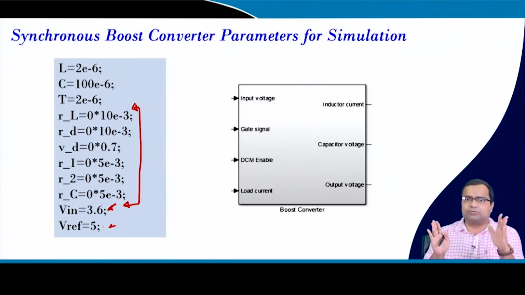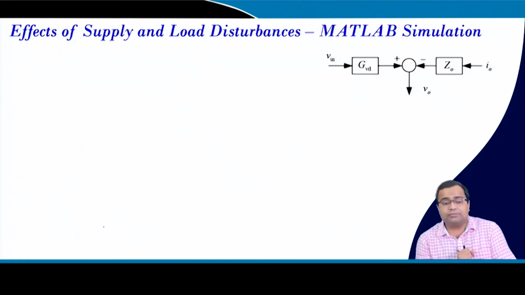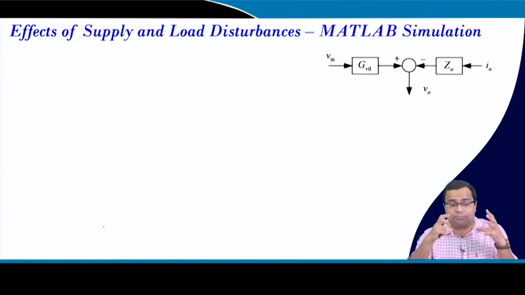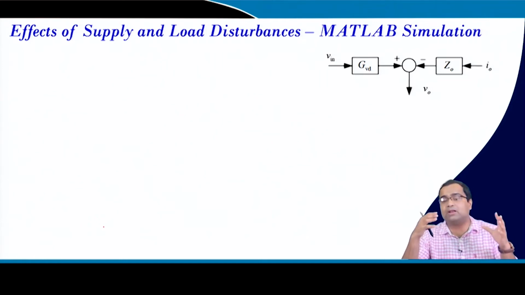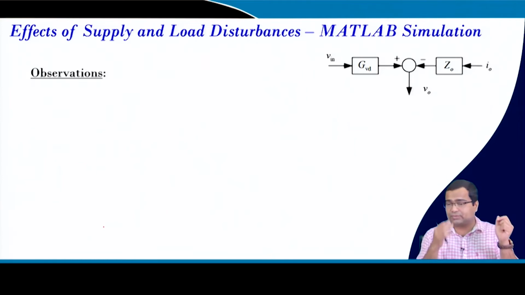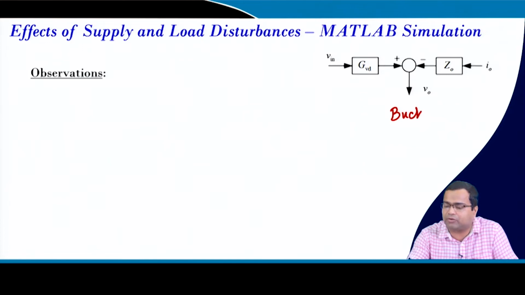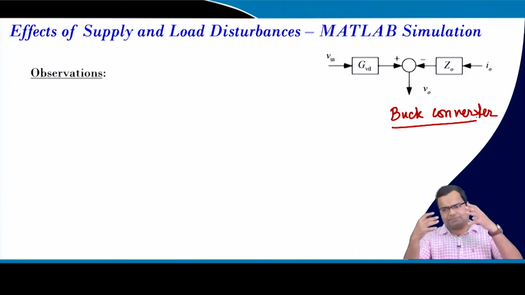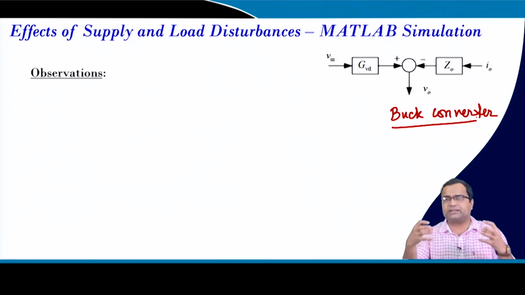But in case of an ideal boost converter, we probably can achieve the output voltage to its desired value by suitably setting the duty ratio. Now, first we want to observe the effect of supply and load disturbance using MATLAB simulation. So, we are first talking about a buck converter, and we want to see the effect, and subsequently we will see the supply disturbance in a boost converter, and also we want to develop feed forward control, to see whether we can reduce the effect of supply disturbance in the output or not.